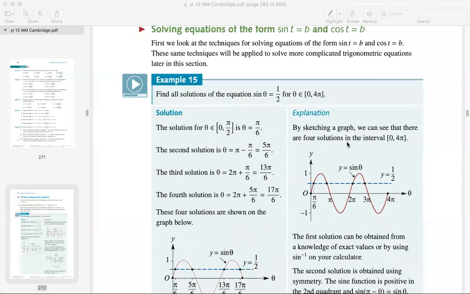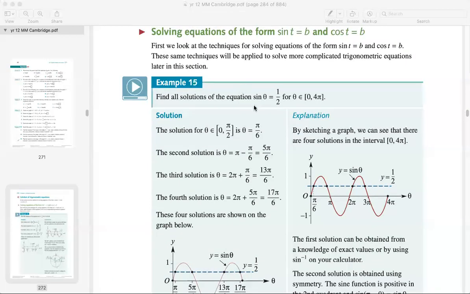So for example, we have sine theta equals half for theta from 0 to 4 pi, right? First we can consider how many periods we have. For the basic one, the period is 2 pi over 1, so it's 2 pi. So 0 to 4 pi will have 2 whole periods. Then we want sine theta equal to half, so in total we're going to have 4 solutions.